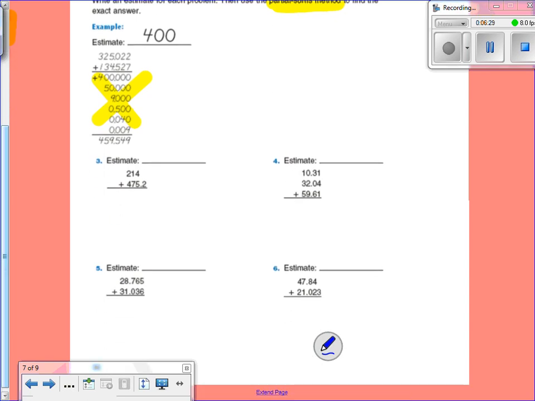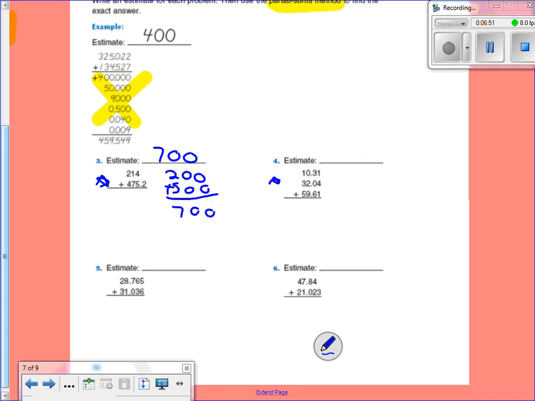So the first part, I'd be going 214, so I'm going to round that to 200 because it's closest to 200. 475 would be closest to 500. I'm going to add these up, and I would have 700. See how we did that? My estimated answer would be 700. And then I have to actually solve the problem here. Okay? Same thing over here.